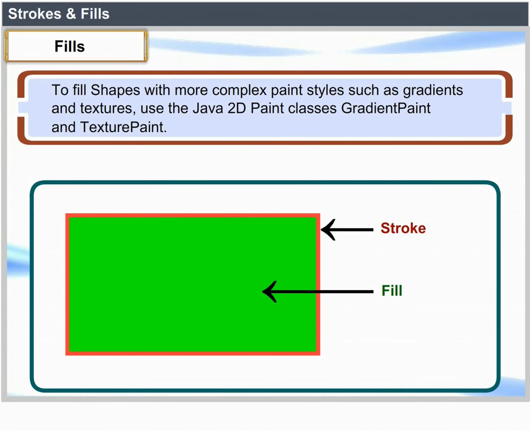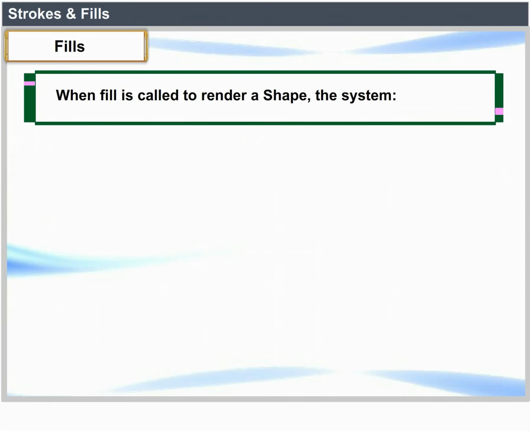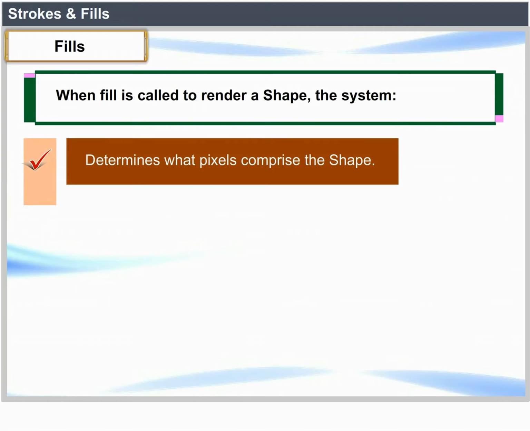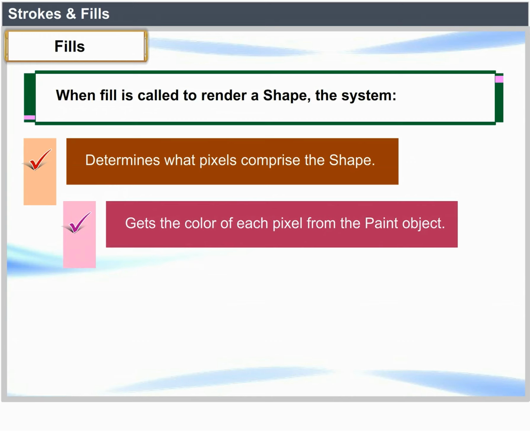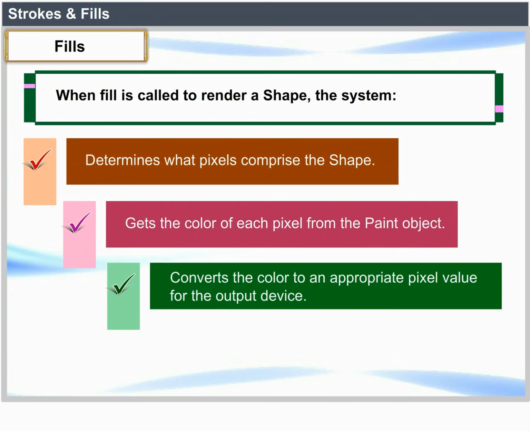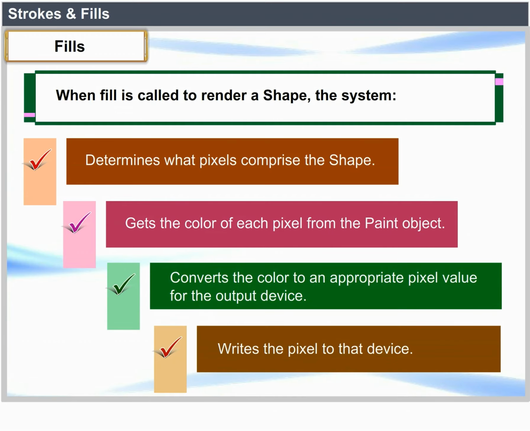To fill shapes with more complex paint styles such as gradients and textures, use the Java 2D Paint classes GradientPaint and TexturePaint. When fill is called to render a shape, the system determines what pixels comprise the shape, gets the color of each pixel from the Paint object, converts the color to an appropriate pixel value for the output device, and writes the pixel to that device.